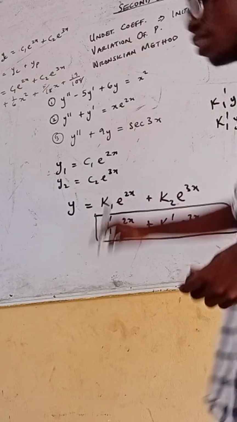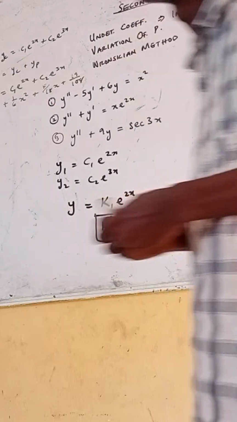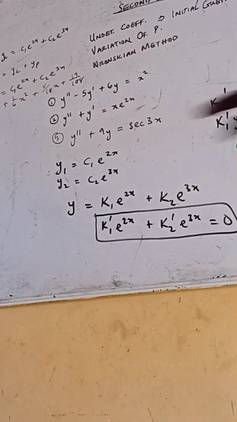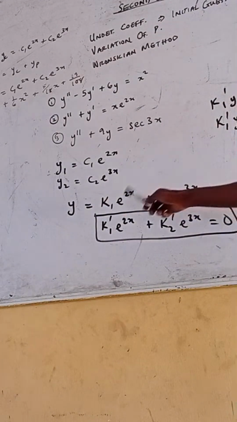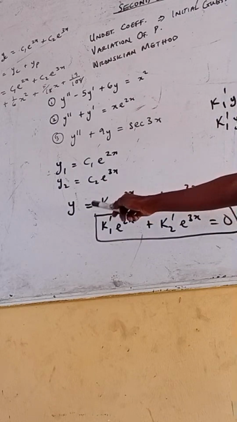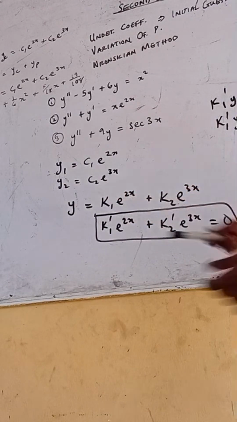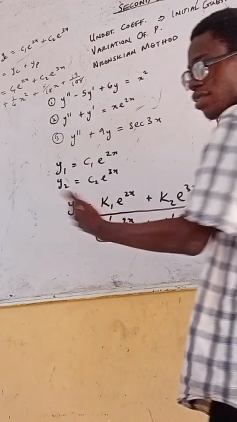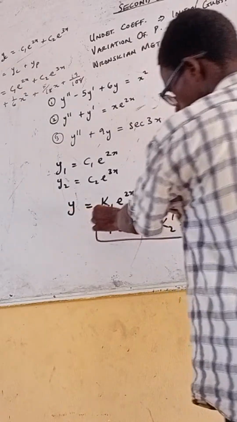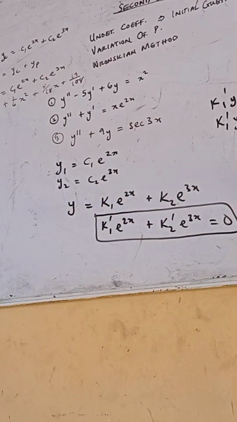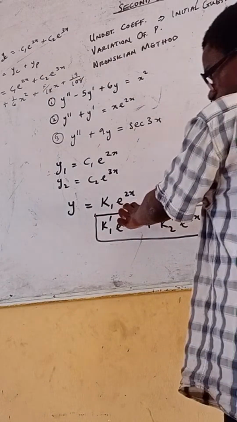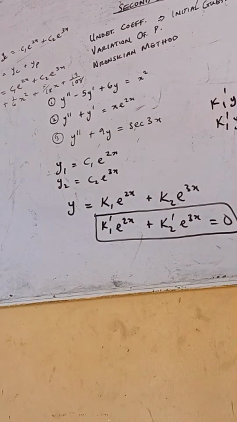Do you get how I differentiated this? Product rule. You differentiate the first, you leave the second one alone. Then you differentiate the second one, leave the first one alone. Yes, product rule. Do you get what I did now?